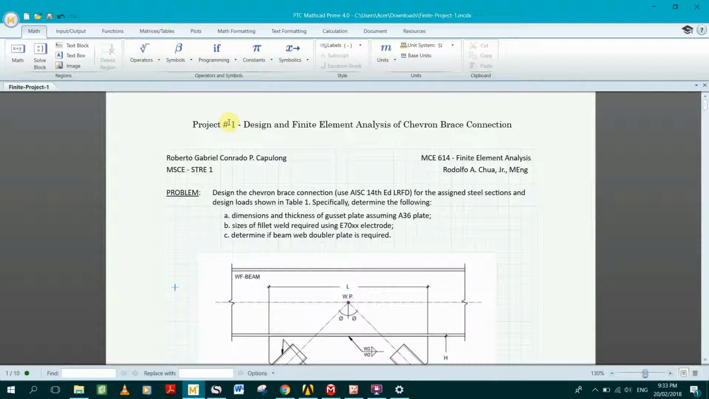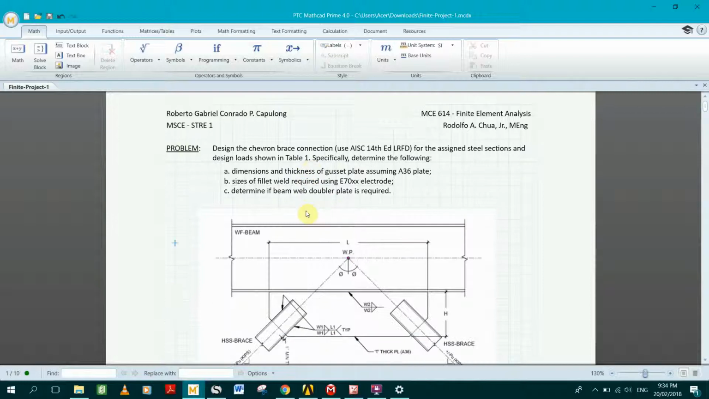Hello, today we will be looking at the design and finite element analysis of a chevron brace connection. For this problem, we are to design the chevron brace connection using AISC 14th edition LRFD for designed steel sections and design loads shown in the table. Specifically, we are determining the following.